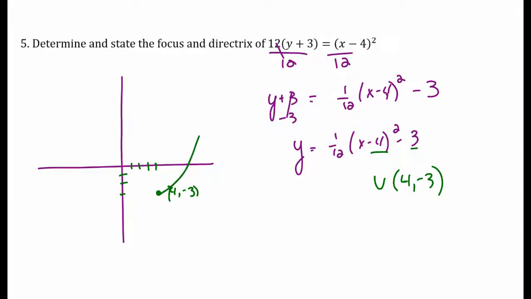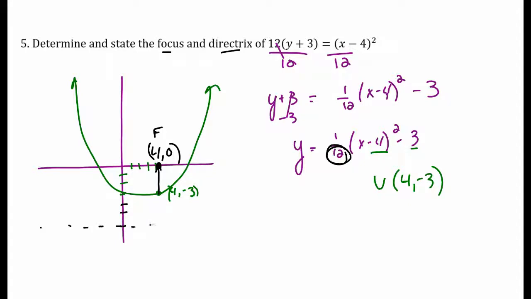This parabola is concave up because it has a leading coefficient that's positive. How far away do I have to travel to get the focus and directrix? Where did the 12 come from? The 12 came from 4 times 3. So I have to go up 3. Adding 3 to my y value gives me (4, 0). That's my focus. And down 3 gives me my directrix of y equals negative 6. My focus is (4, 0). My directrix is y equals negative 6.